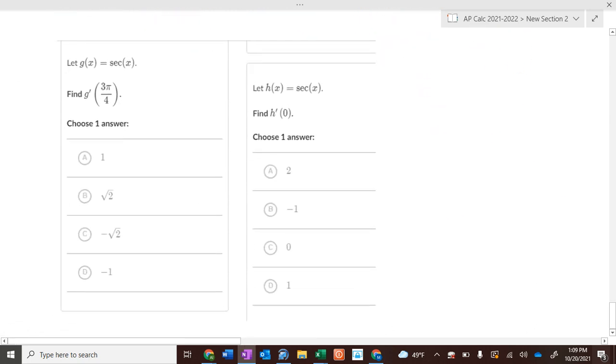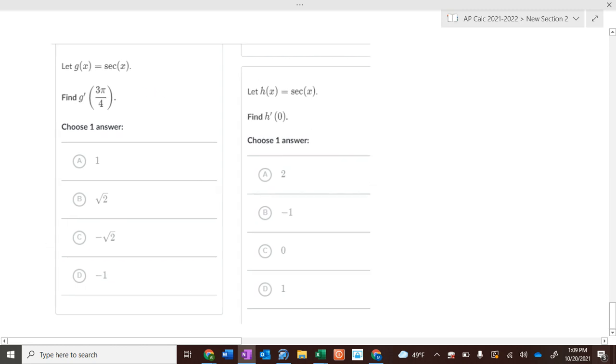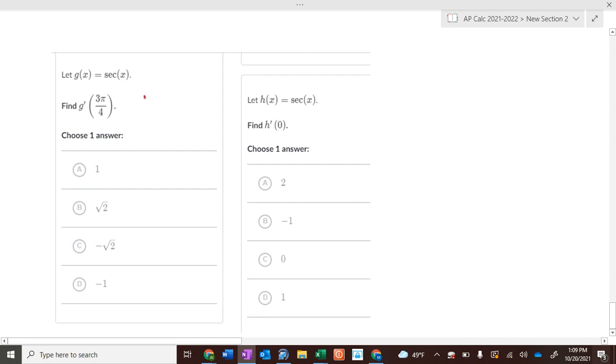You think I could? Let's look at secant. What's the first derivative of secant? Secant is 1 over cos. No, it's secant tangent, man. Come on, man. Secant tangent, dude. Yeah, can you give us one?